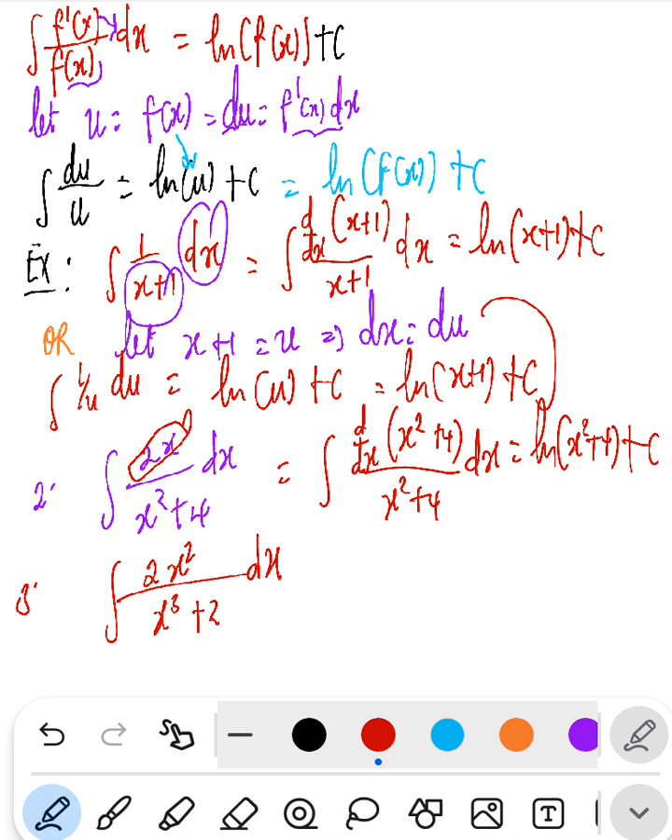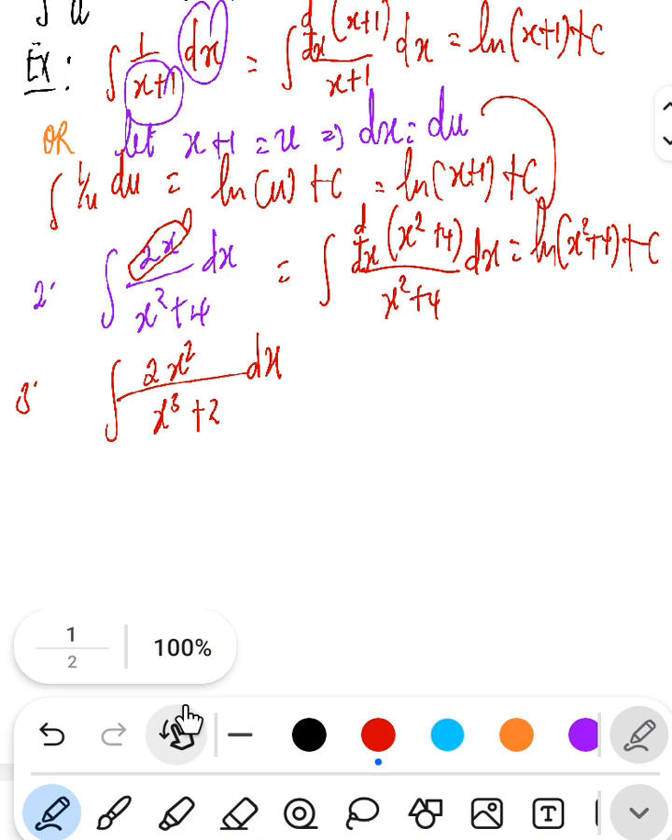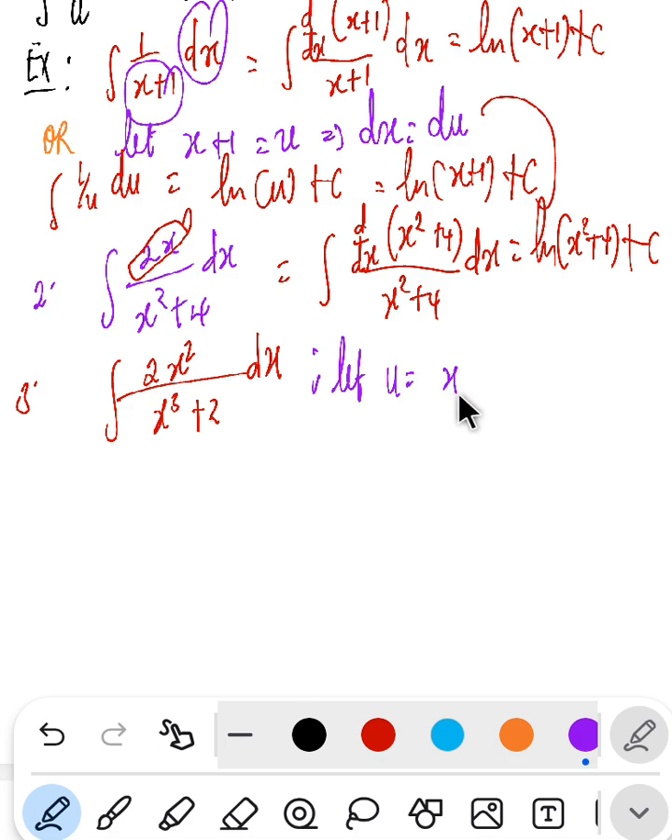I think this is somewhat different from what we have been doing, but we can also solve this using the same method. Okay, so let's do this. Let's move to a new page. So we make a substitution. We say let u be equal to x cubed plus 2. Then if we differentiate, we're going to have du equals 3x squared dx.